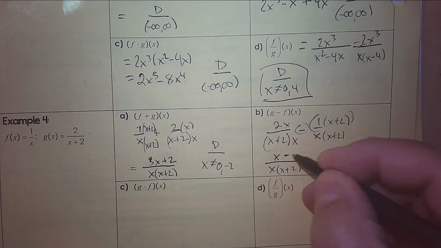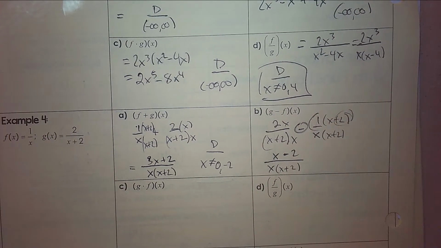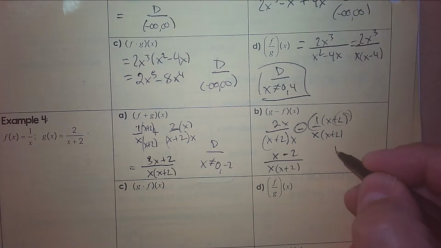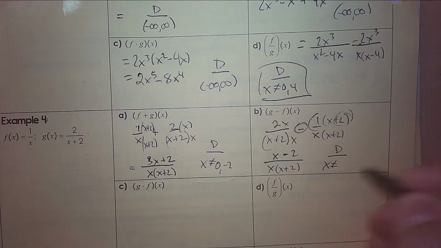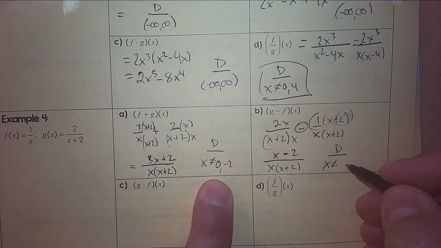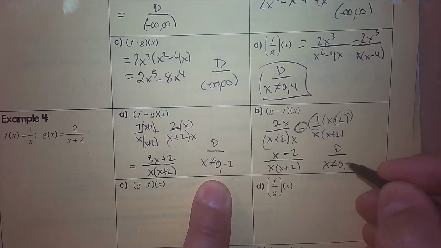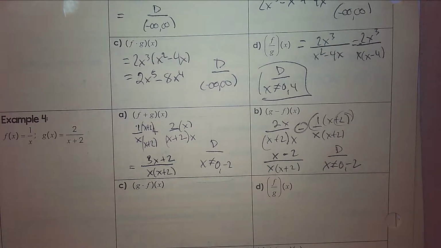Correct. So that subtract sign belongs to the 2 as well. And what's the domain restriction? What can x not be? X can't be 0. And? -2. Perfect. All right, part C.